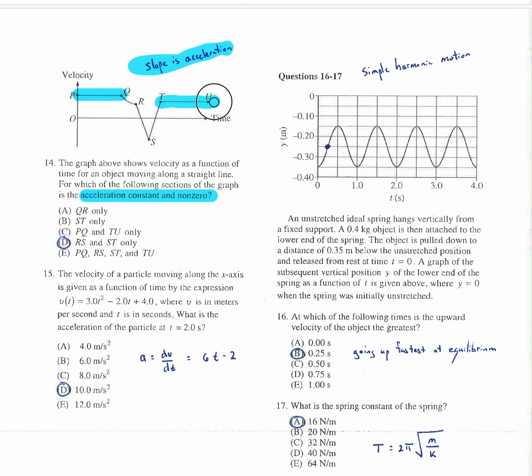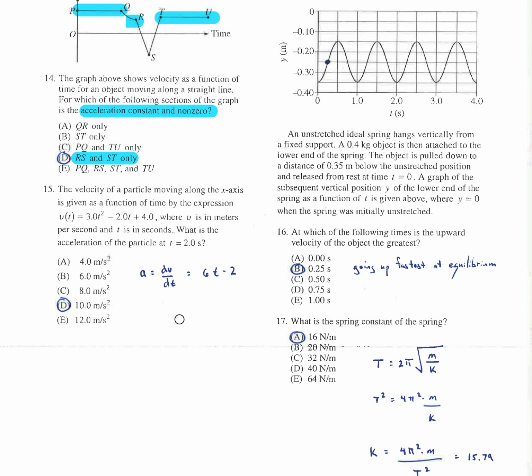And here, the acceleration is 0, right? The velocity is not changing. This little weird spot there where its curvature is some non-constant. But look at RS and ST. Those are where the slopes are constants. That means the acceleration is constant and non-zero. So we're looking at those guys.